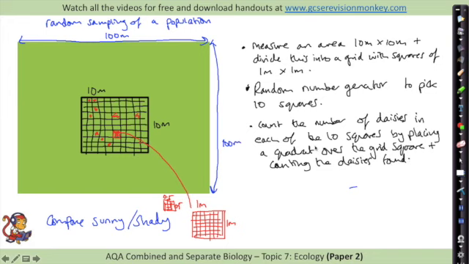And we would repeat that for each of our 10 squares, and then we would take an average number of daisies per quadrat, and then we would have an average number of daisies per metre squared. With that information you can then compare that to a shady field, repeating it in the same way: measuring an area, dividing it up into a grid, using a random number generator to pick, for example, 10 squares, placing a quadrat on those squares and counting the number of daisies within the quadrat.